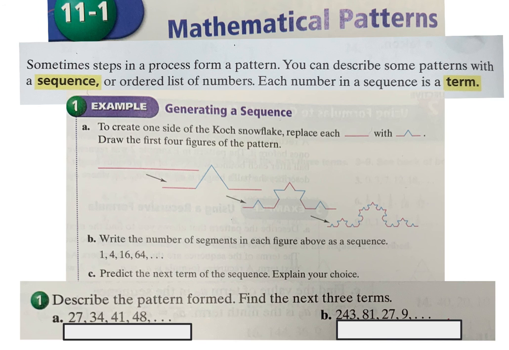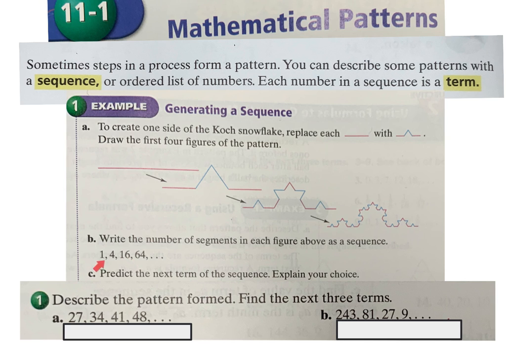And so they want us to predict the next term. So if I were to do this again and every segment gets replaced with this shape right here, they want me to predict my segments. You may not be able to see that looking at the picture, but when you write the numbers out, it becomes a little more obvious, right? We went from 1 to 4 to 16 to 64.